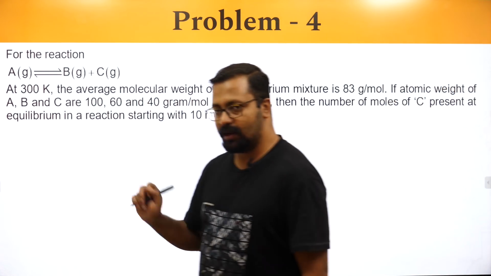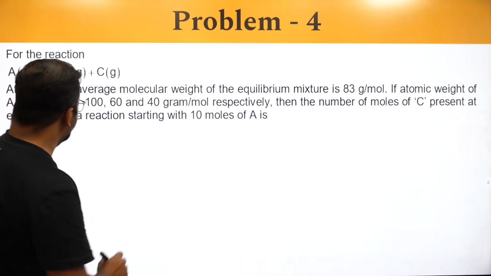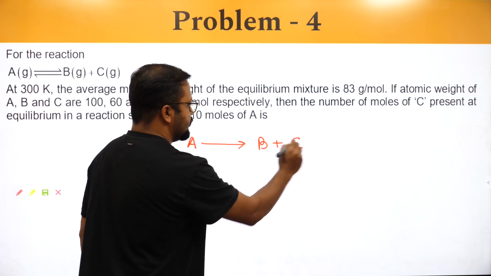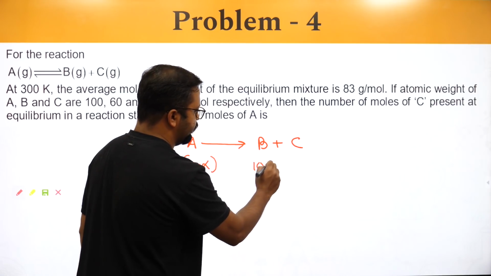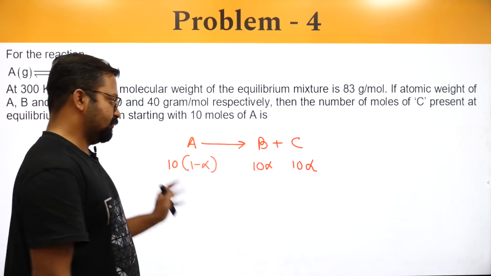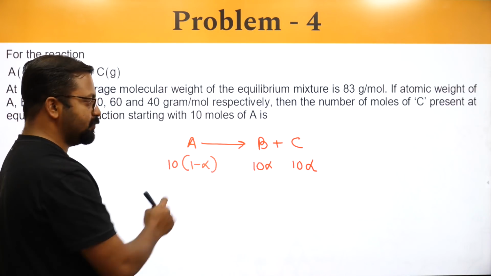पहले ये देखते हैं कि what will be the equation that we can write for this. So A changes to B plus C. 10 times 1 minus alpha, this will be 10 alpha, this will be 10 alpha. Can I write this? 10 moles of A से start कर रहे हैं. I will get this relation.